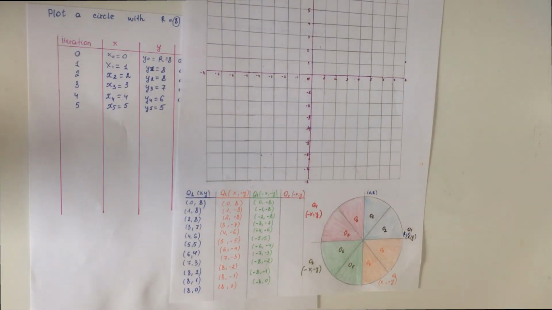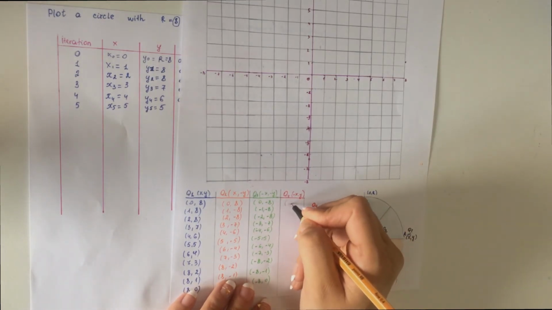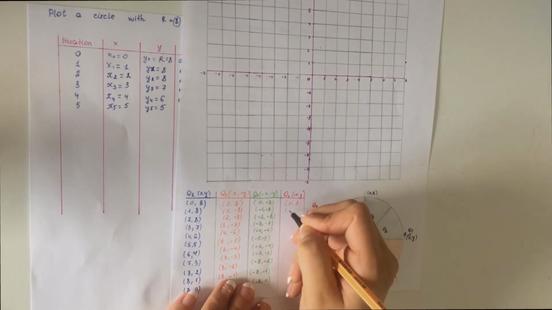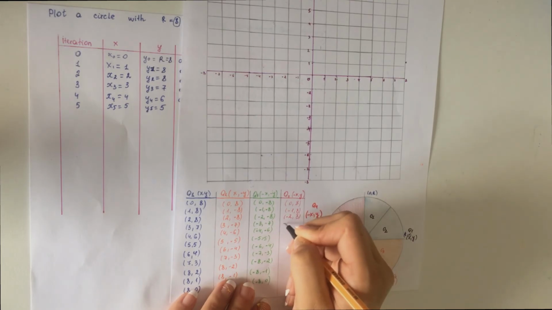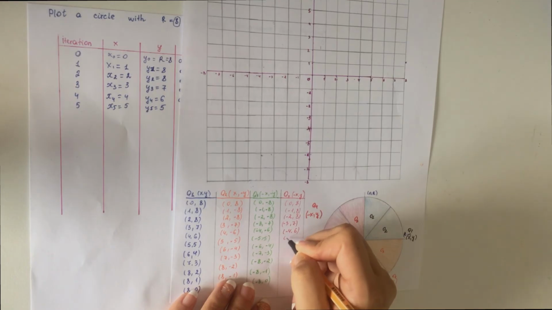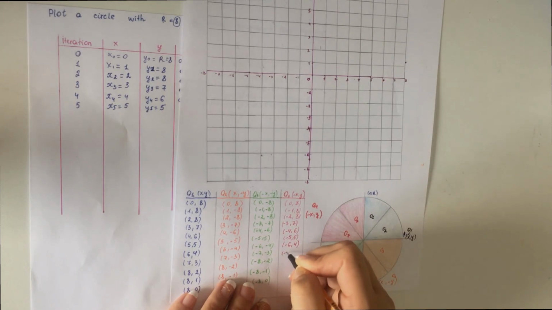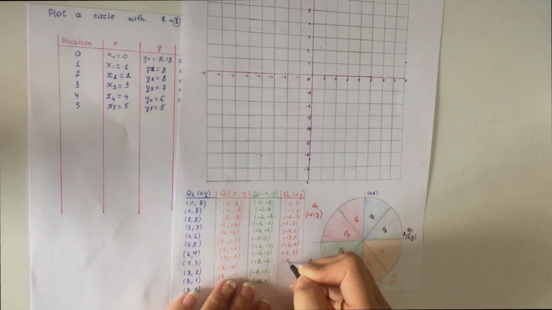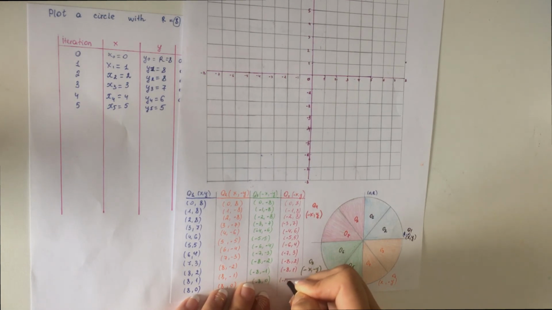In the fourth quarter, only the value of x will be negative and y will be positive. So 0, 8; minus 1, 8; minus 2, 8; minus 3, 7; minus 4, 6; minus 5, 5; minus 6, 4; minus 7, 3; minus 8, 2; minus 8, 1; minus 8, 0.